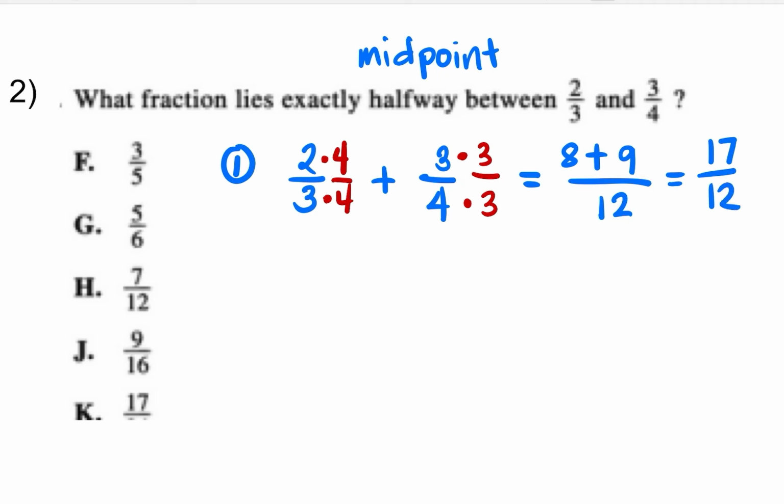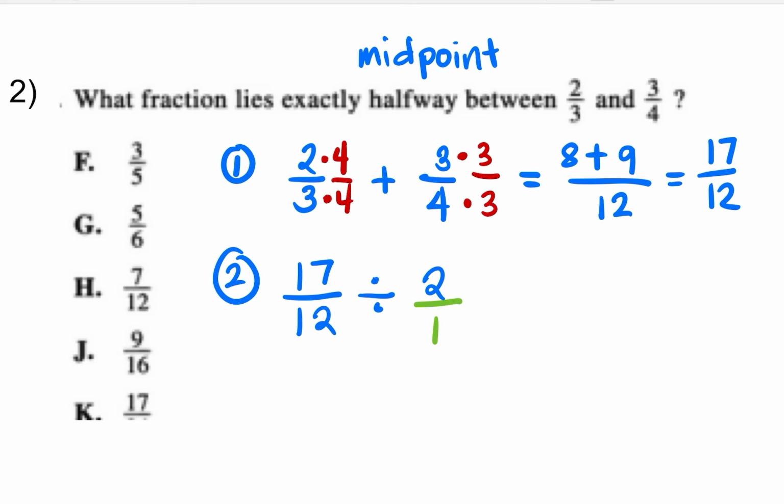The second step is we are going to divide the answer that we got by 2 because we have 2 numbers that we added together. So 17 over 12 divided by 2. Now we're going to make that 2 a fraction, 2/1. Now, if you may recall, how do we divide fractions?